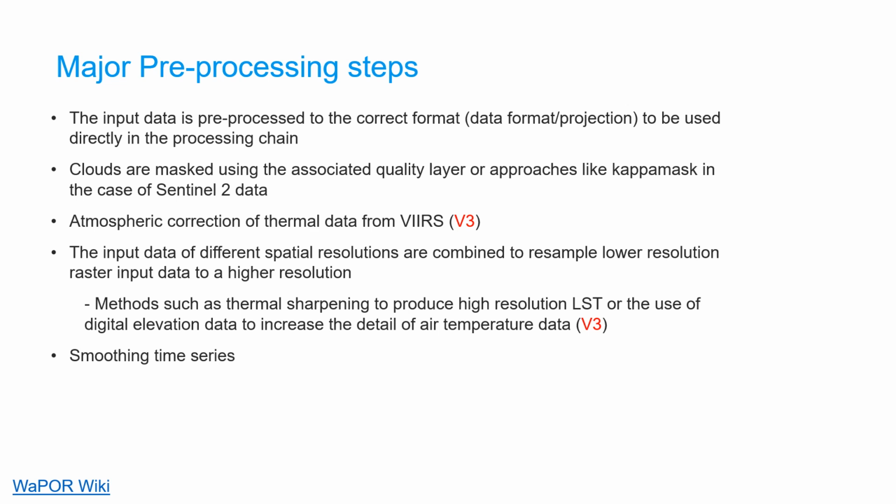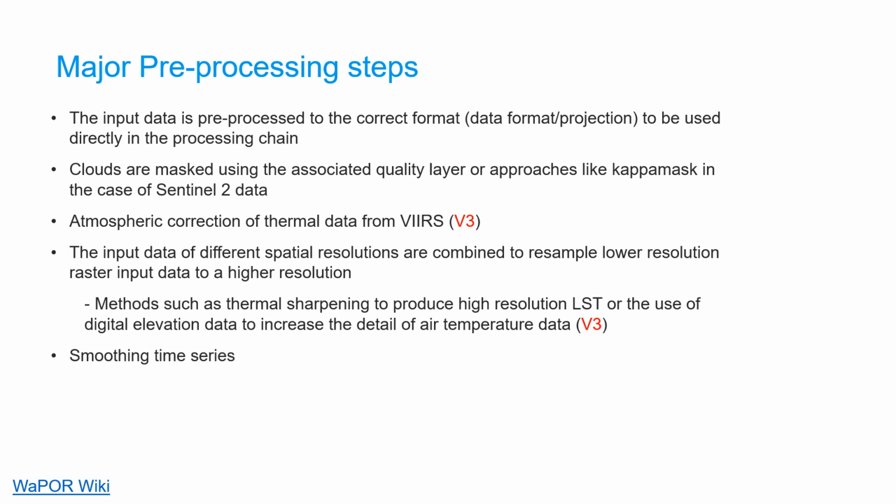Another major pre-processing step is to remove the clouds using cloud masks depending on the data source. Atmospheric correction of thermal data from VIIRS to convert top of atmosphere brightness temperature to land surface temperature is carried out. The input data of different spatial resolutions are resampled to homogenize the resolution of the entire data set depending on the WaPOR data level.